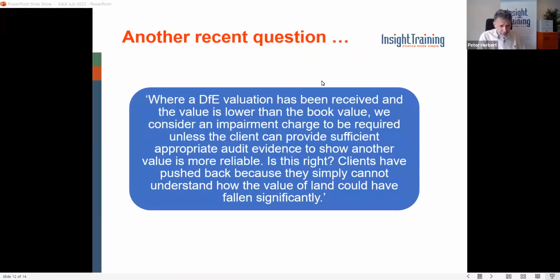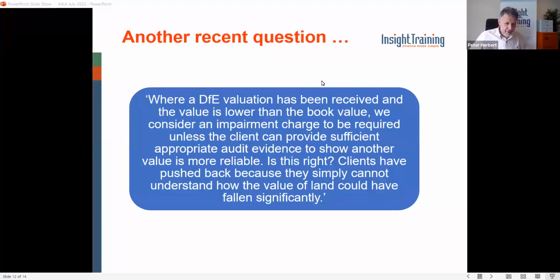Linked to that, we're also getting asked questions by people who are acting for trusts which are randomly getting DFE valuations going forward, which indicate a value that is lower than the book value. Do we consider an impairment charge to be required? Do we have an obligation to push the client to give us evidence that an impairment write-down should not be required? I think with this one, firms of auditors are taking a fairly sanguine, fairly pragmatic view.